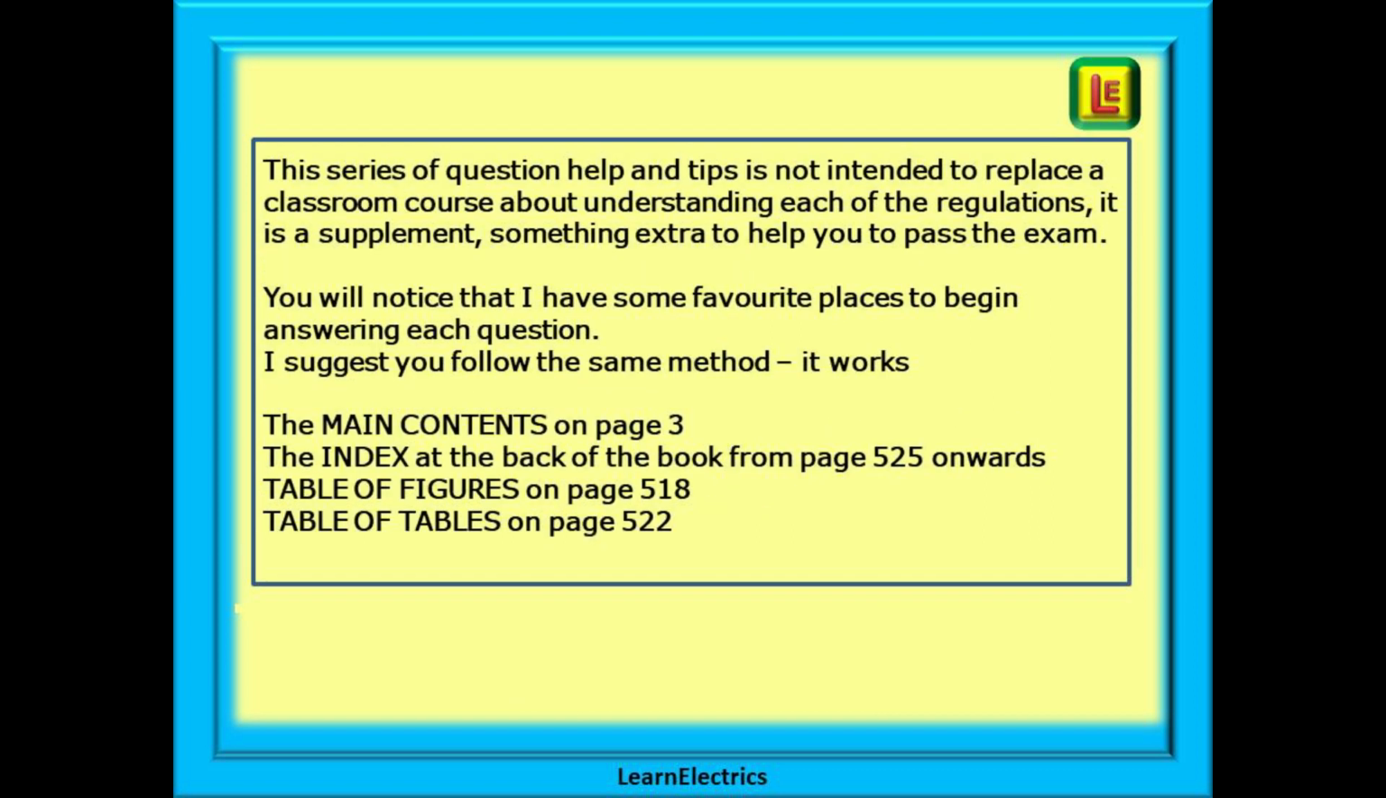This series of question help and tips is not intended to replace a classroom course about understanding each of the regulations. It is a supplement, something extra to help you to pass the exam. You will notice that I do have some favourite places to begin my search when answering each question. I suggest that you follow the same method as I do. It works, and many have passed with high marks by following this method. These favourite places are the main contents on page 3, the index at the back of the book from page 525 onwards, the table of figures on page 518, and the table of tables on page 522.